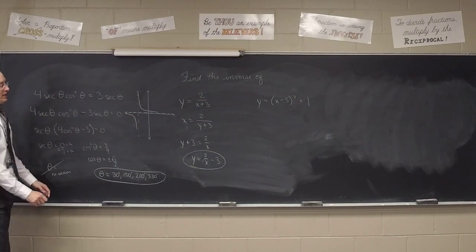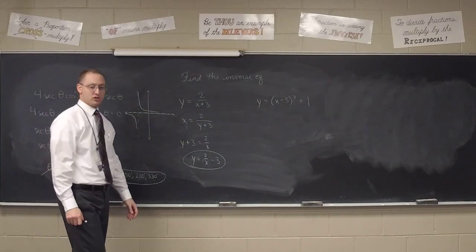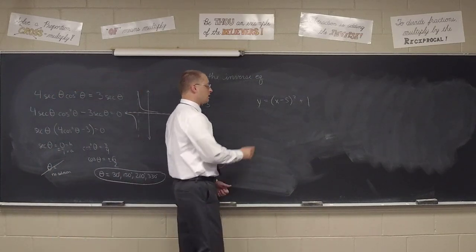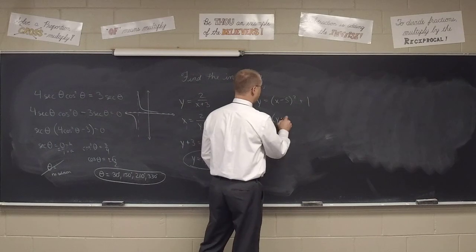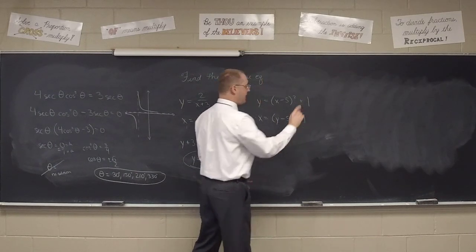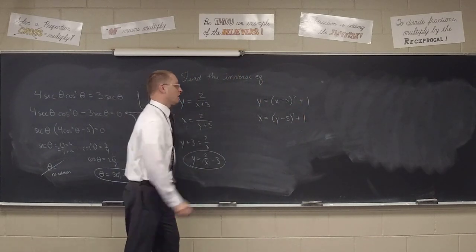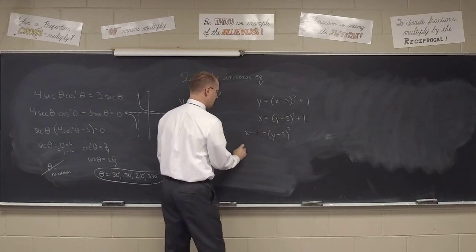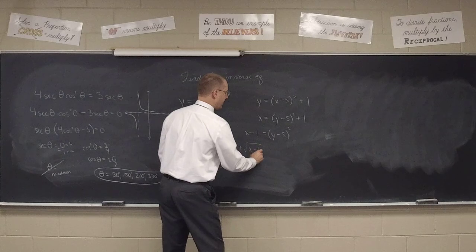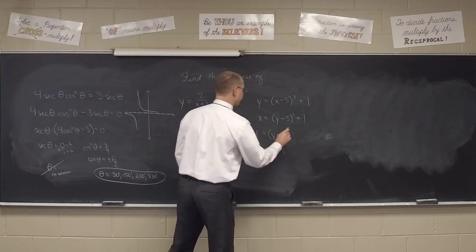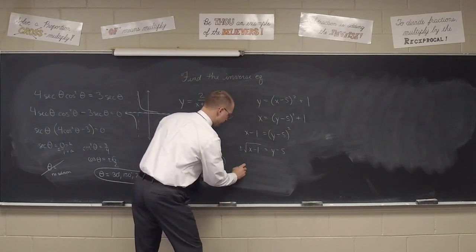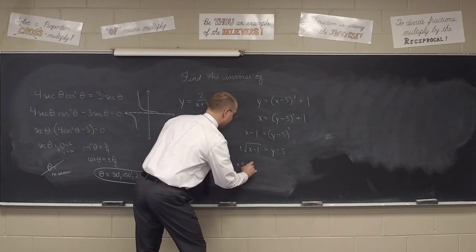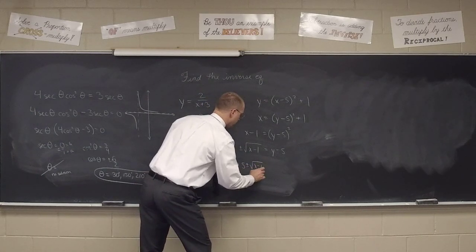Looking over here, y equals x negative 5 quantity squared plus 1. First thing we've got to do, change x and y to get x equals y minus 5 squared plus 1. Then, to get the y by itself, subtract the 1, take the square root. Remember, our idea is we've got to put positive, negative, and then finally, plus 5. So a positive 5 plus or minus the square root of x minus 1 is equal to the y.